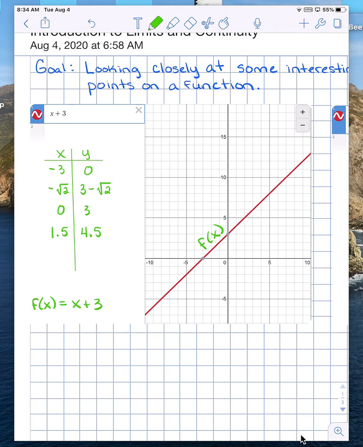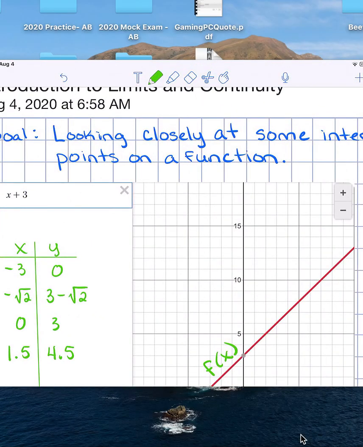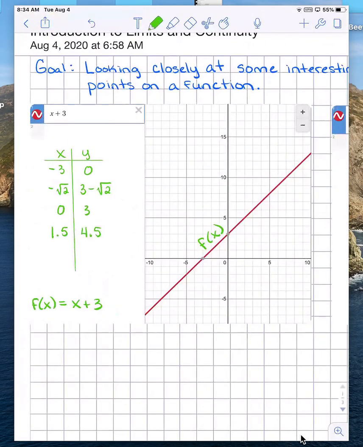Oh my goodness. Oh, you know what I realized? I didn't even talk about the goal. Oh my goodness. What kind of a teacher am I? I'm going to turn this so we can see it a little bit better. Oh, that doesn't work in the recording.